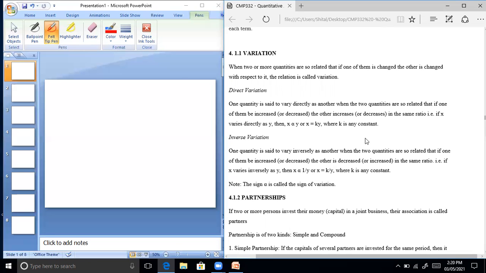Inverse variation: one quantity is said to vary inversely as another when the two quantities are so related that if one of them is increased, the other is decreased, and if one is decreased, the other is increased. If one is increased, then the other is decreased. If one is decreased, then the other is increased. This is called inverse variation.